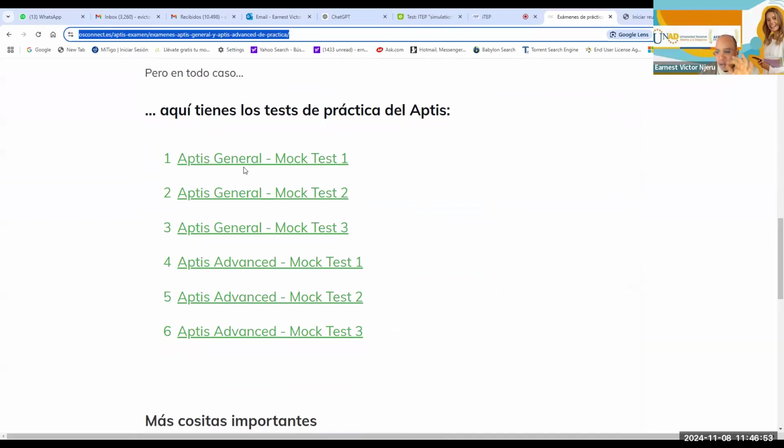They are complete. And mostly what is there is what really comes to the exam. I can assure you because I've been training students from another university and they always prepare those. The first ones, mock test 1, 2, and 3, are for the general aptitude exam. The advanced mock tests 1, 2, and 3 are basically for the teachers or for the advanced.